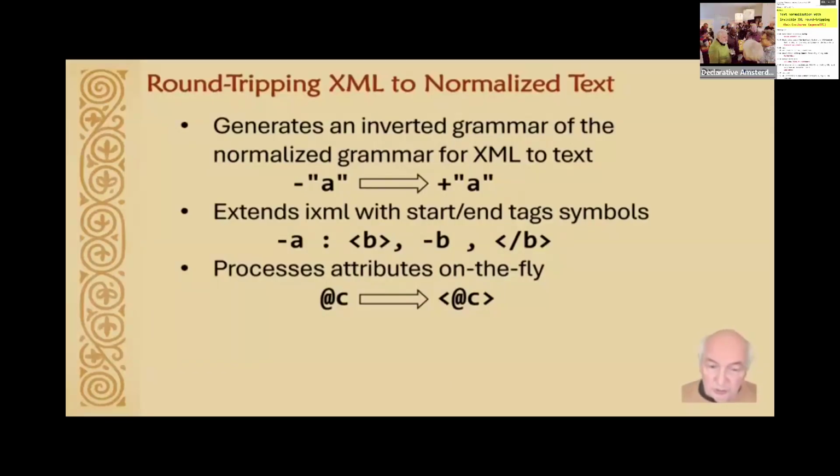For attributes, it's quite different because they might appear anywhere between the start and the end tags. So they are processed on the fly, which means that the rule where there is an attribute to C, in this example, the symbol will be replaced with this new symbol to treat the attribute in the XML document.